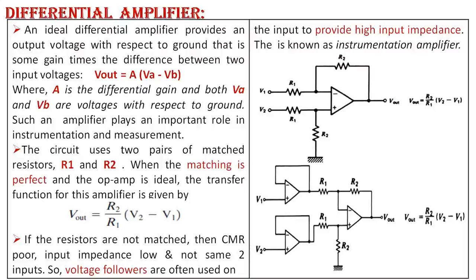The circuit uses two pairs of matched resistors R1 and R2. When the matching is perfect and the op-amp is ideal, the transfer function for the amplifier is given by Vout is equal to R2 upon R1 in bracket V2 minus V1. If the resistors are not matched, then CMRR is poor and input impedance is low, not the same for the two inputs, so voltage followers are often used on the input to provide high input impedance. This is known as the instrumentation amplifier. So we see the differential amplifier and the instrumentation amplifier using a voltage follower circuit like a differential amplifier.